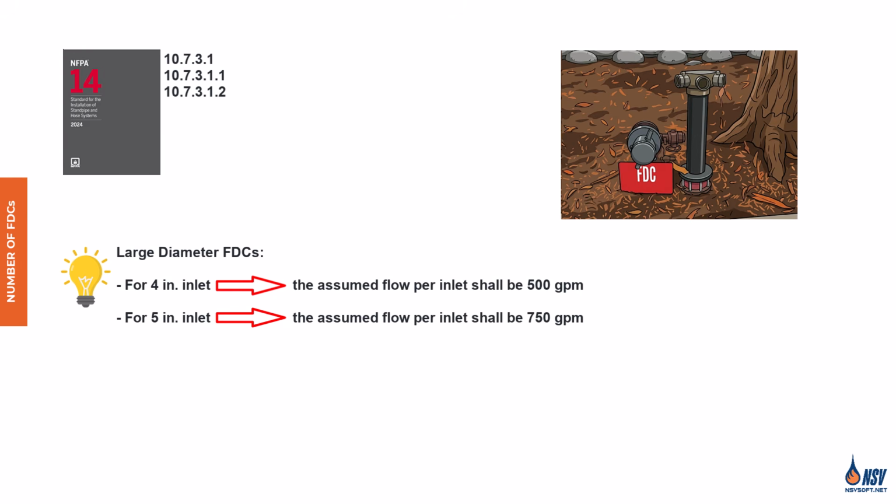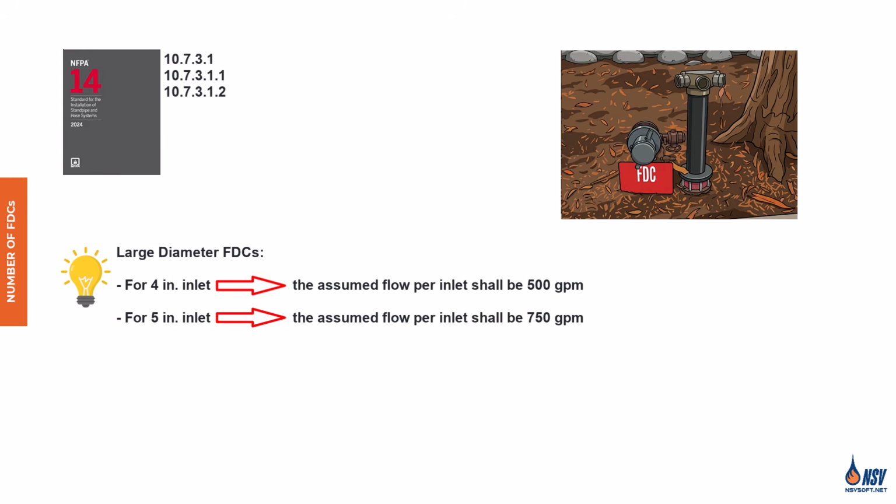Unlike traditional threaded connections, these use a quick connect mechanism. Tabs are aligned with slots and rotated just a quarter turn to lock in place. They offer faster hose deployment and improved flow capacity for demanding fireground operations.